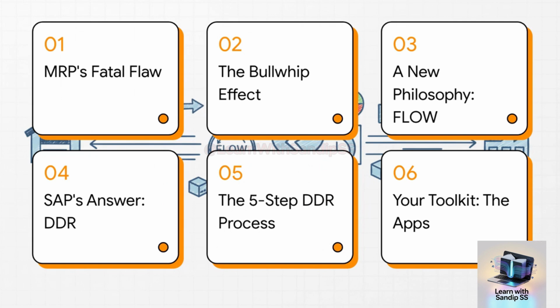All right, so here's our game plan. First, we're going to talk about the big flaw in the way things have always been done. Then, we'll see the painful ripple effect it causes. After that, we'll introduce a whole new way of thinking, the philosophy of flow. And finally, we'll get practical and look at SAP's answer, DDR, walking through the process and the actual apps you'd use. Let's get into it.